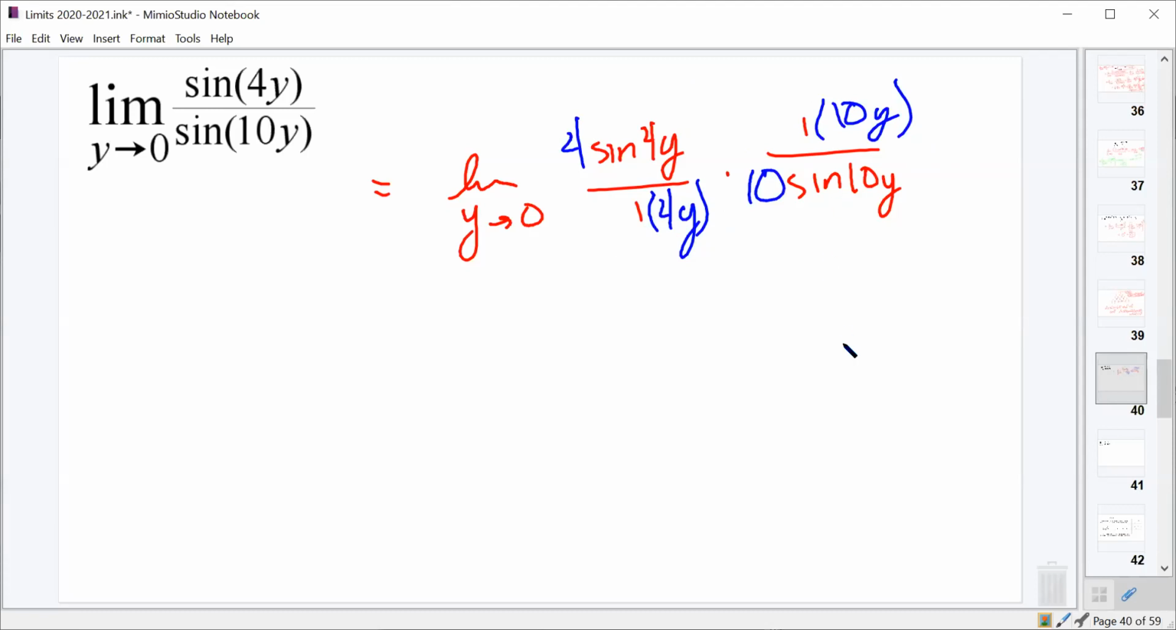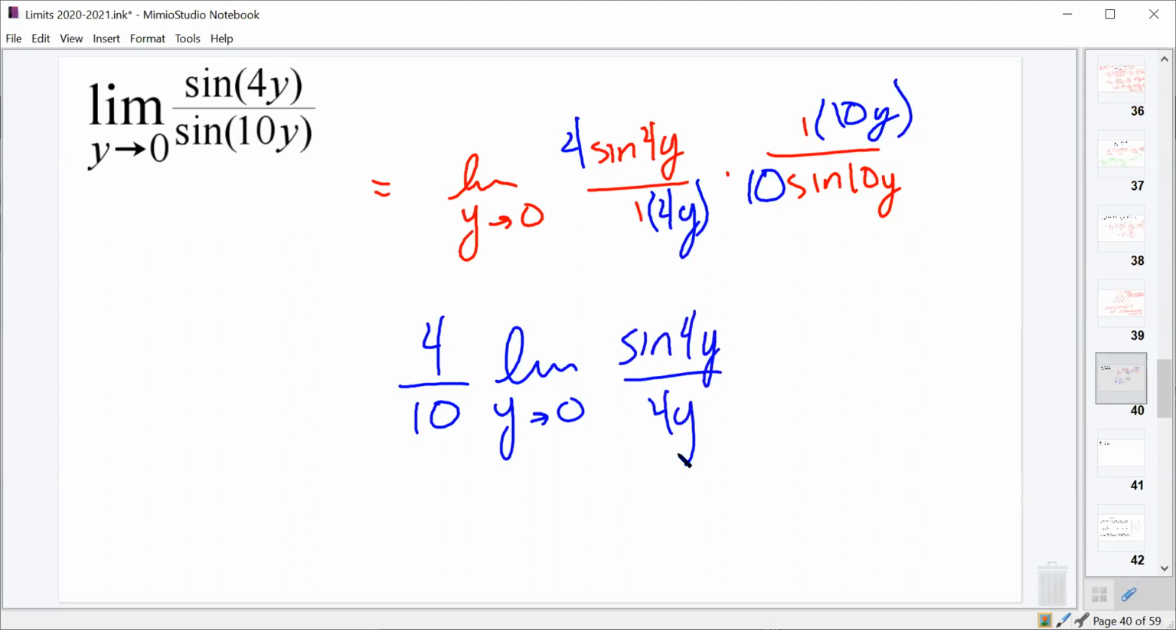Yes. Yeah? All right. So the 4y in the denominator needs to stay, but the 4 in the numerator needs to get pulled out. And the 10y in the numerator needs to stay, but the 10 in the denominator needs to get pulled out as a 1/10. And so then I've got two different limits that are being multiplied together. I can separate them into their own limits, sine 4y over 4y.